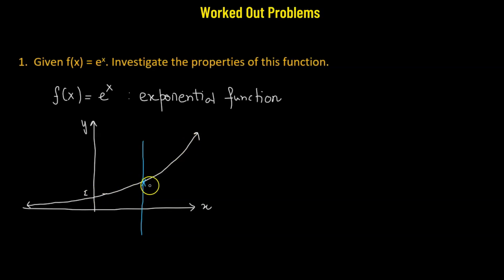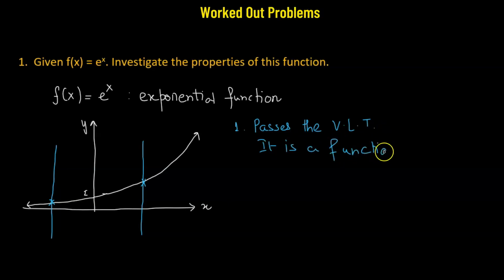So here it is intersecting this particular exponential graph at a single point. We can draw vertical lines at different values of x. Here also we see that this is intersecting the graph at a single point. So we will say that the exponential graph passes the vertical line test. That would mean that it is a function. So our exponential function is indeed a function.